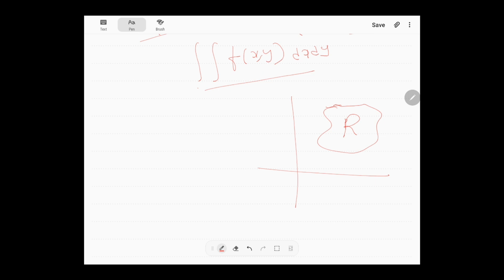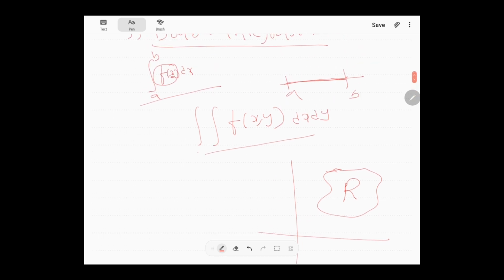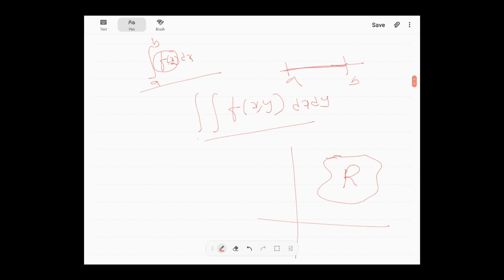I would like to give you a general idea of what this double integral f(x,y) dx dy actually means. I'll simply extend that idea from the concept of single integration. Of course, I'm not going to define what a definite integral a to b f(x) dx is and all those things. To make it simpler, take the integral from 1 to 2 of x square dx.